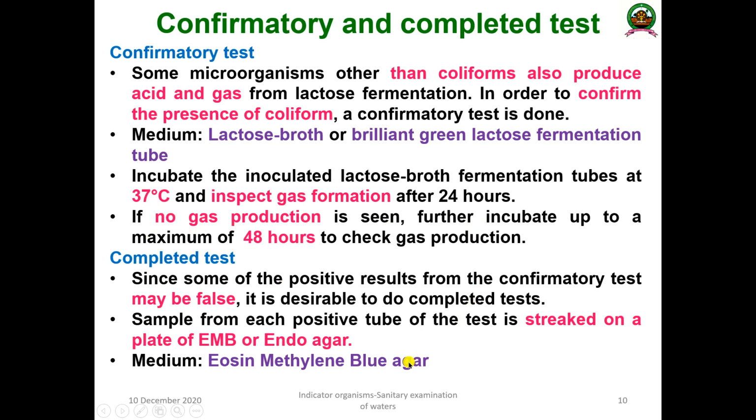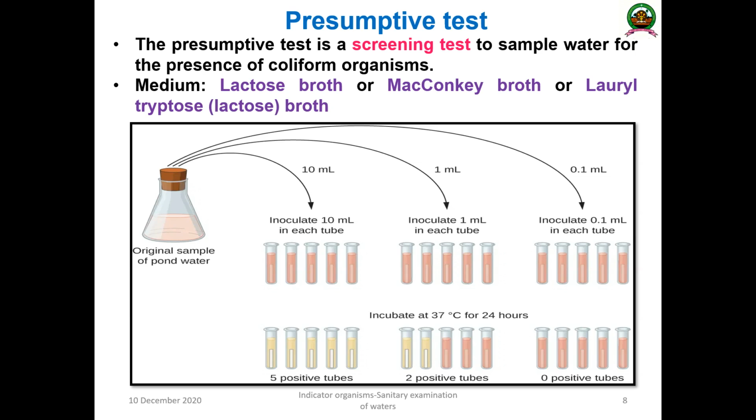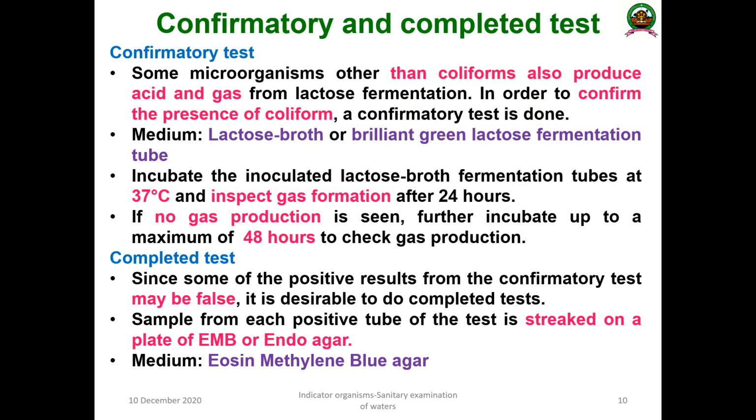If you are able to see growth in eosin methylene blue agar, then you can confirm that it is typical coliform. So the first day you do the presumptive test. If positive, you do the confirmatory test on the second day, and if that is also positive, on the third day you do eosin methylene blue agar or endo-agar, which is known as the completed test. Once the completed test is also positive, there is no doubt that the water is contaminated and not good to drink or use.